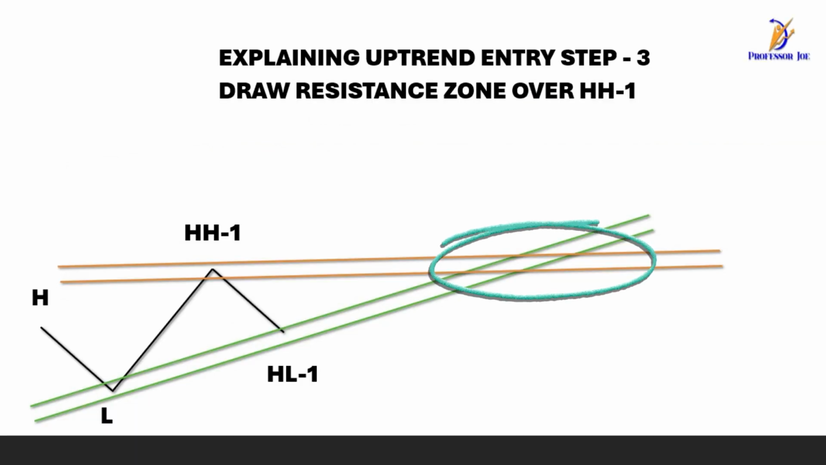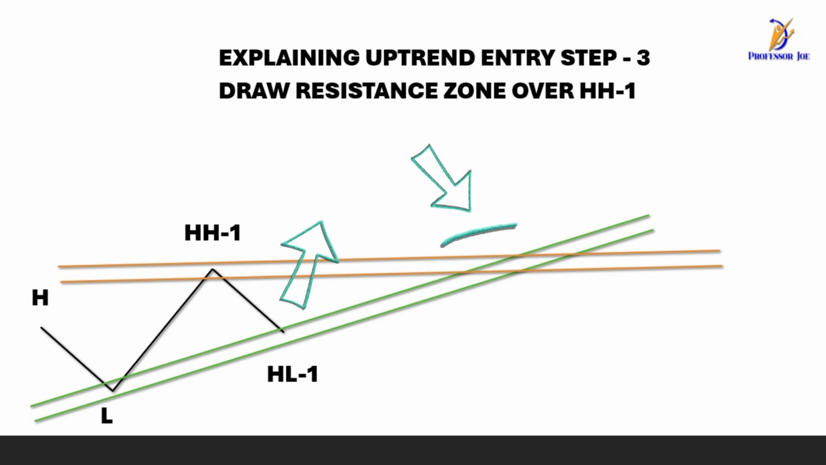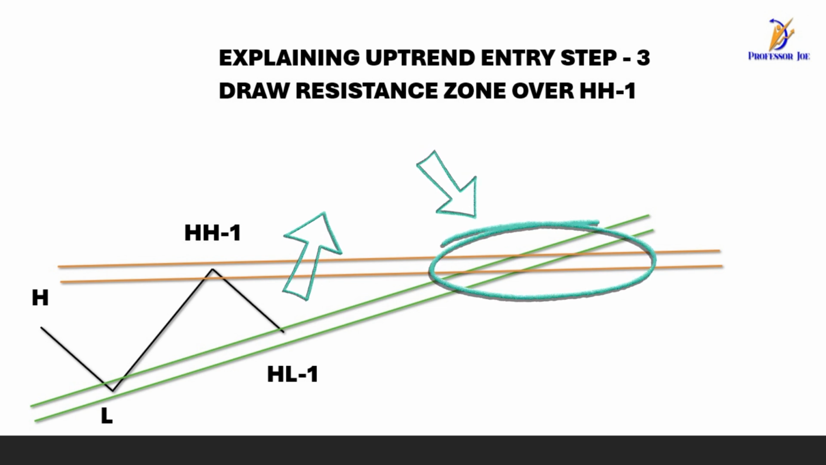Now you can clearly see that there is a confluence, or an overlap, of the trend line zone and the resistance zone. Now the next step is waiting patiently for the price to break the resistance zone, create a new higher high, and then the price should come back to the confluence zone. So let us wait and watch.